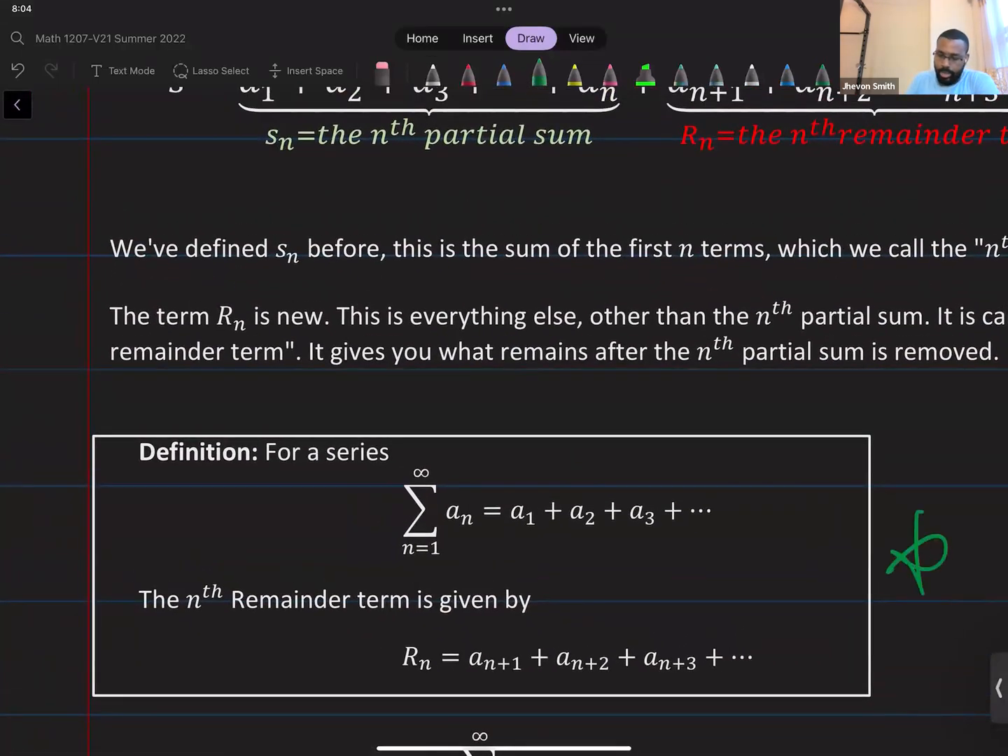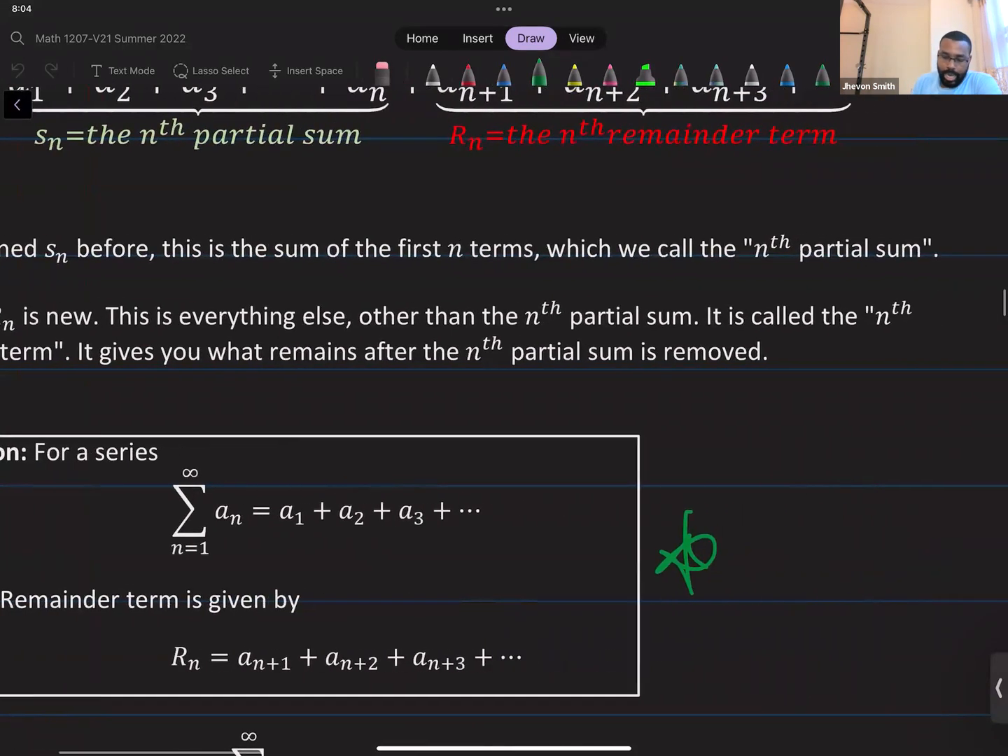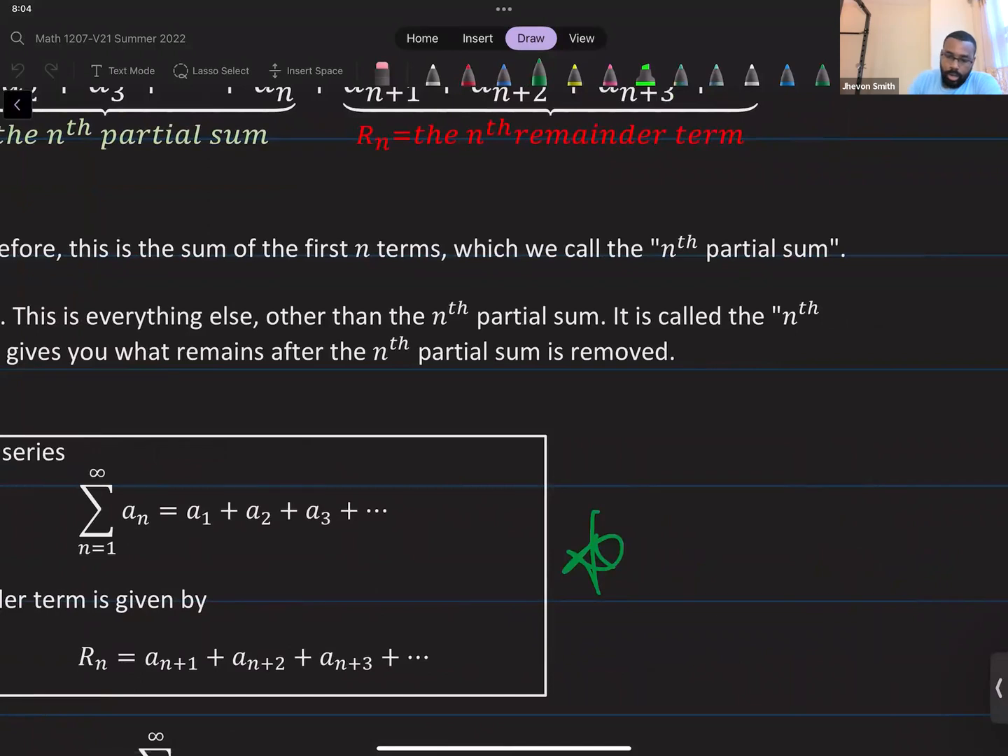You should just know that. That's what a remainder term is. If I have a series that looks like that, the nth remainder term is that expression: starting from the (n+1)th term, adding everyone up going all the way on. Now, one thing you can notice is that your series, which is S, can be thought of as S_n plus R_n, which means that you can think of R_n as S minus S_n.